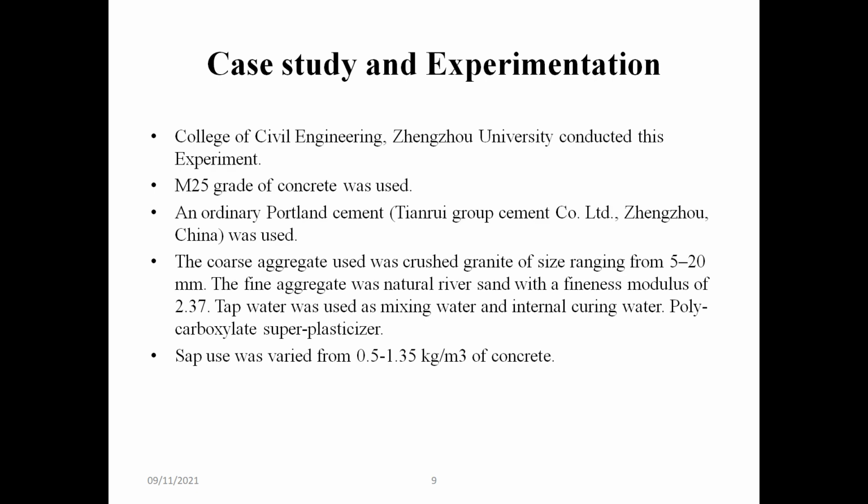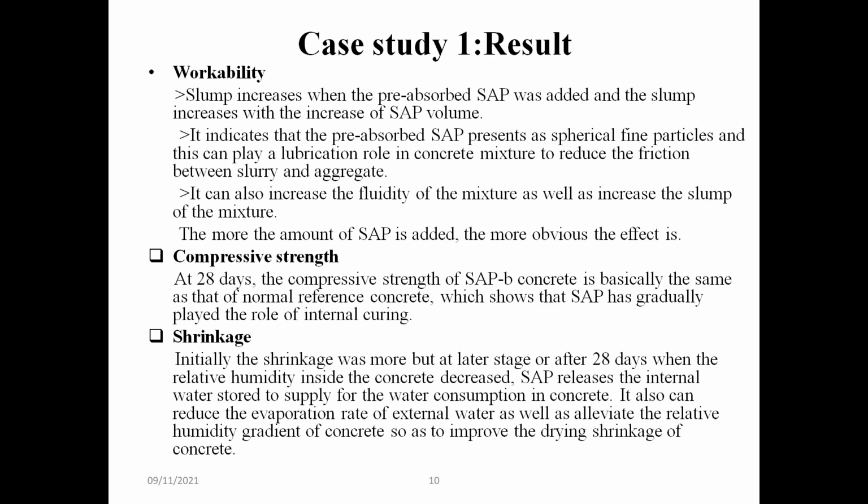Now we are going to discuss the case study and experimentation done by the College of Civil Engineering, Zhengzhou University, China. They used M25 grade concrete containing ordinary Portland cement, and coarse aggregate made up of crushed granite of size ranging from 5 to 20 mm. The fine aggregate was natural river sand with a fineness modulus of 2.37. SAP use was varied from 0.5 to 1.35 kg per cubic meter of concrete.